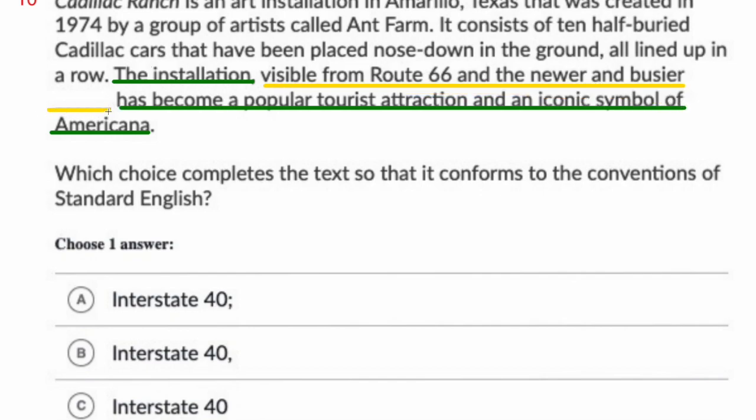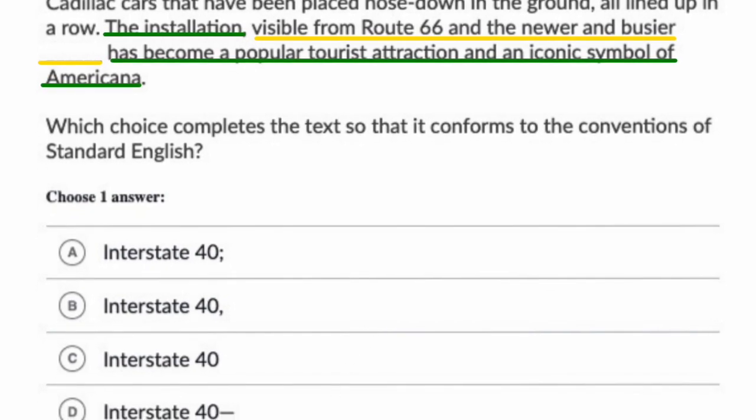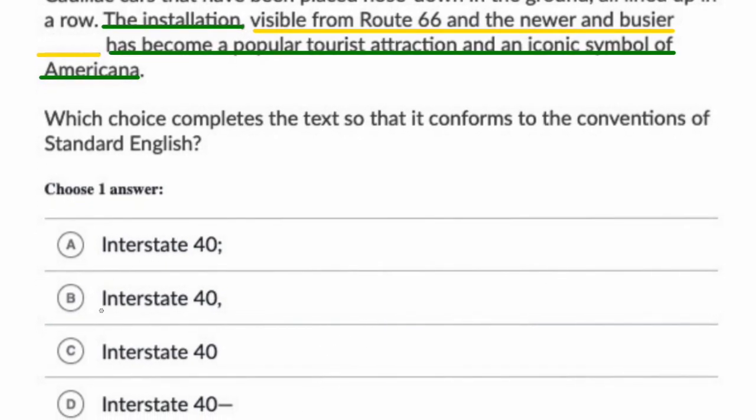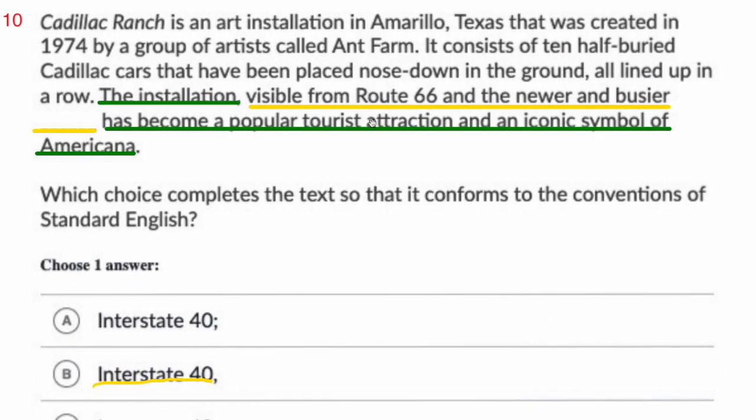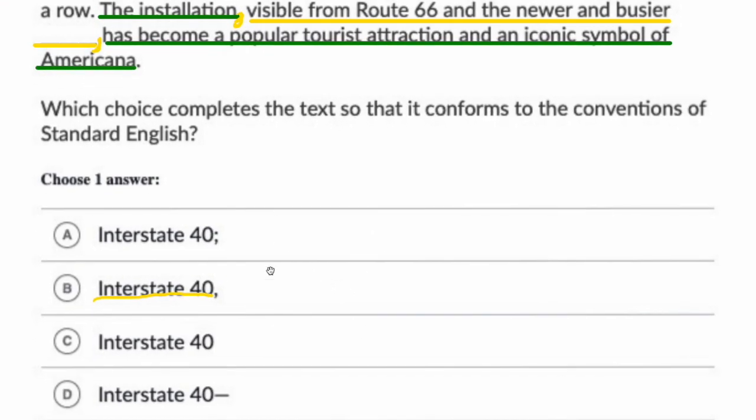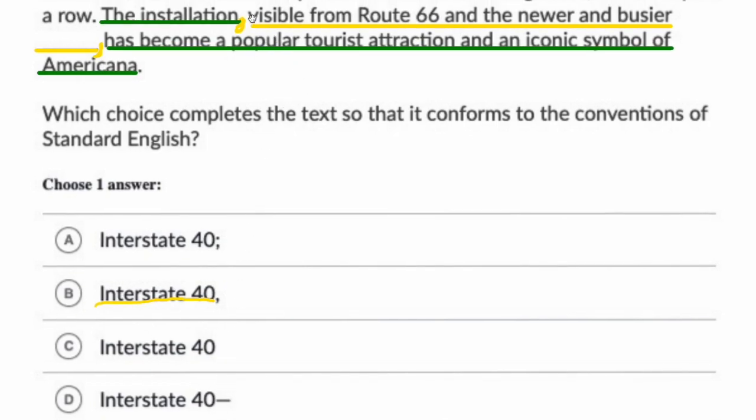It's not unnecessary in the sense of giving unnecessary information, but it's unnecessary in the sense that you could take out that yellow portion and still have a complete sentence: the installation has become a popular tourist attraction. And so, since it starts with a comma, it needs to end with a comma. The only other thing that could have conceivably been an answer here would have been D, but we would have needed a dash at the beginning, and we don't have that. So our answer is definitely going to be B.